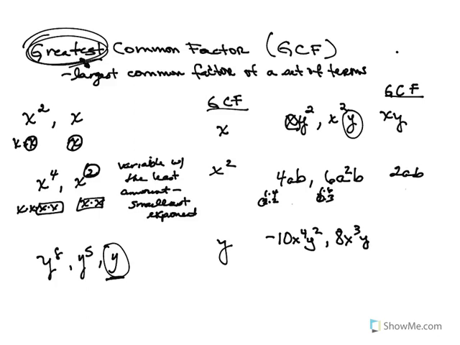So we have negative 10x^4y squared, 8x cubed y. The greatest common factor for the 10 and the 8, they most share 2. For the x^4, x^3, it would be x^3. For y squared and y, the greatest common factor would be y. Okay? So for the greatest common factor of a set of terms, you look at your coefficients and then you look at each variable and identify the GCF.